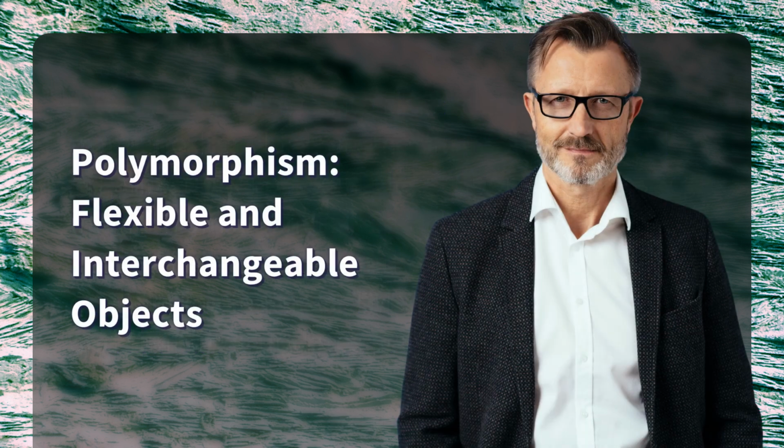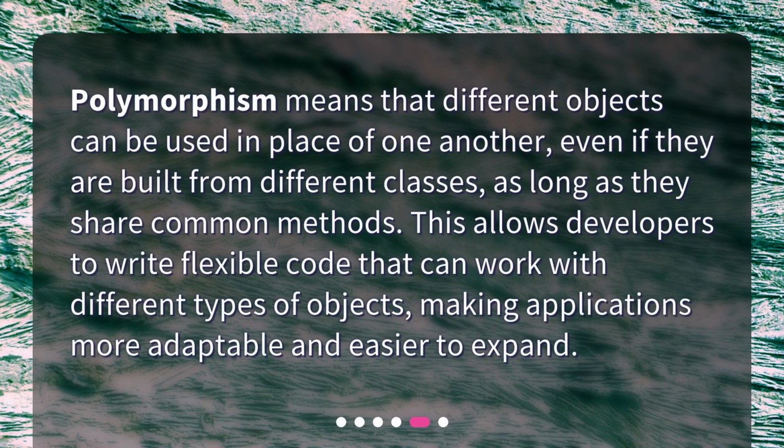Polymorphism, flexible and interchangeable objects. Polymorphism means that different objects can be used in place of one another, even if they are built from different classes, as long as they share common methods. This allows developers to write flexible code that can work with different types of objects, making applications more adaptable and easier to expand.